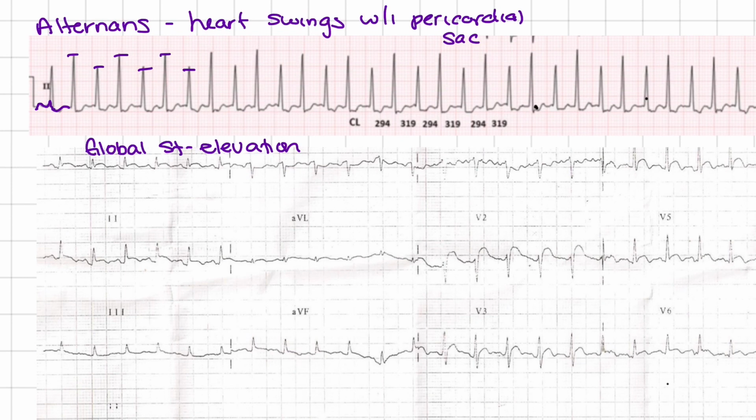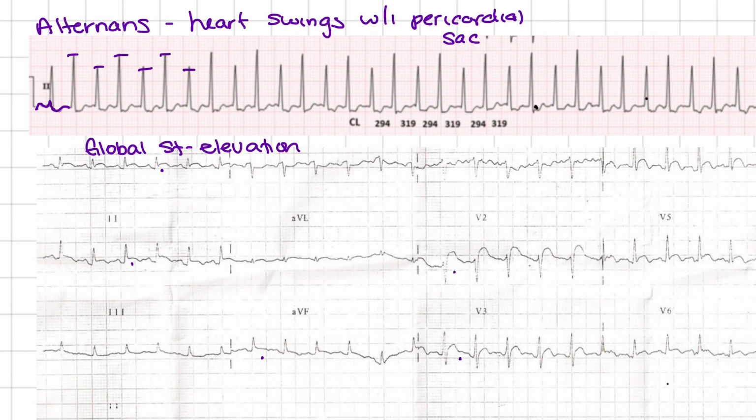If you want to know more about the pathophysiology behind that, I'll put a link at the top of this video that explains why global ST elevation occurs in pericarditis. Again, if we look at all these leads here, we're having ST elevation in almost every one of our cardiac leads, which is indicative of pericarditis.